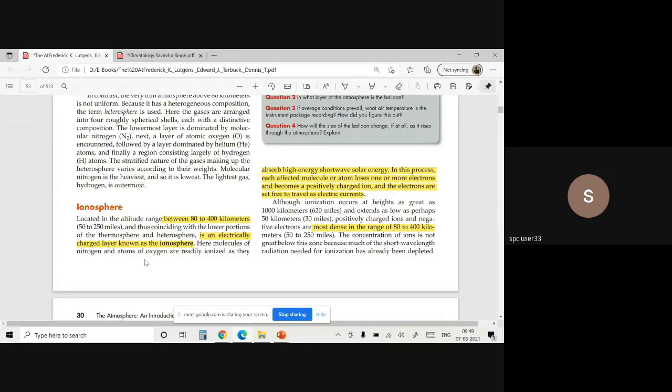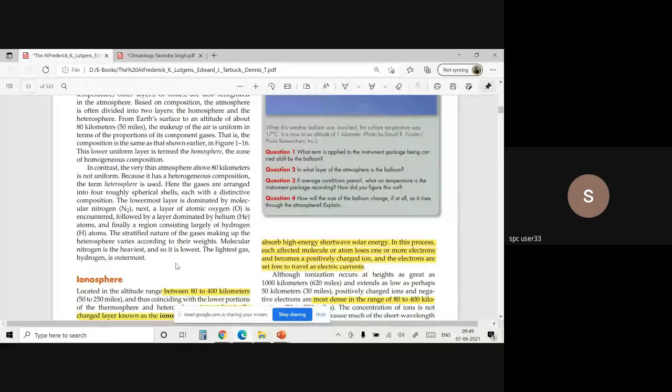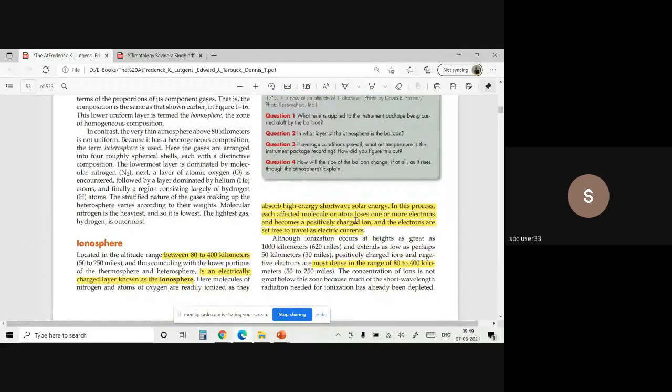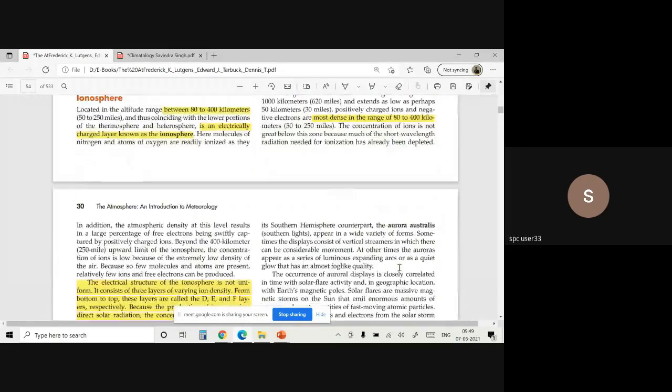In the lower portions of the thermosphere and the atmosphere, there is an electrically charged layer known as the ionosphere. They absorb high energy short waves. In this process, each affected molecule or atom loses one or more electrons and becomes a positively charged ion, and the electrons are set free to travel in electric currents. The density is highest in this range, found between 80 and 400 kilometers.